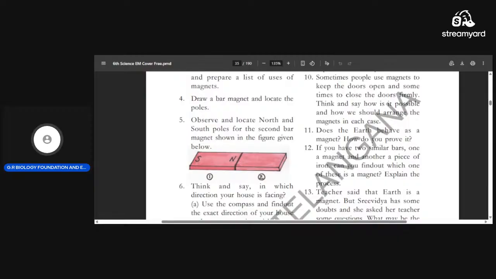Draw a bar magnet and locate the poles. There is a picture below that says south and north poles you have to write. If you observe this picture, both are attached to each other. So attraction is there, which means north attracts the south of the other bar magnet. So south and north you have to write: north, and on the opposite side south. Similarly, write south and north on this one.